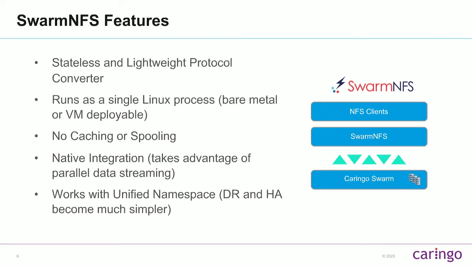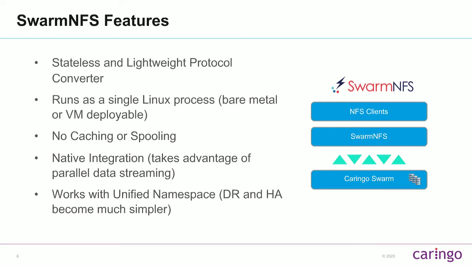As a native integration with Swarm Storage, SwarmNFS can leverage features like parallel data streaming and upload by patch for performance. And we'll speak about patch in just a little bit. But currently, SwarmNFS works with a unified namespace that's utilized by all our other Swarm products, which means any objects written to the cluster via NFS, S3, or HTTP are visible to all of our products and applications in that ecosystem.